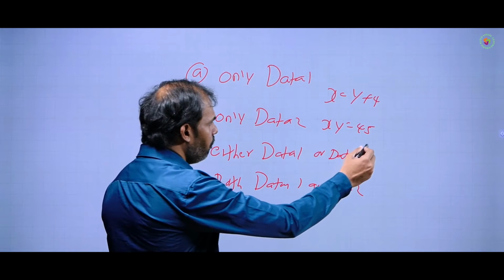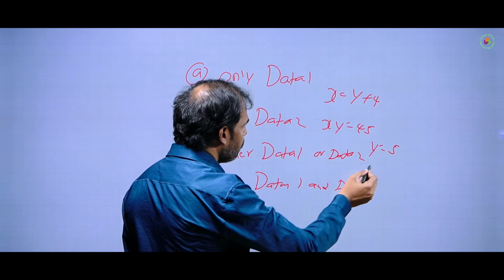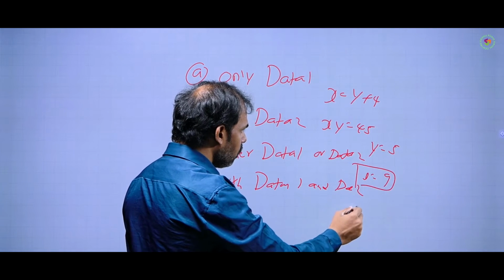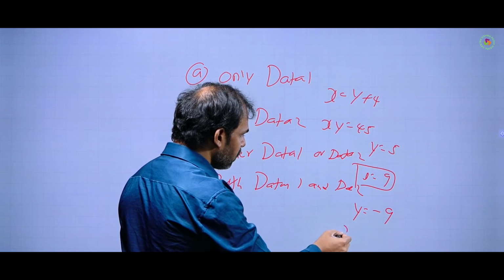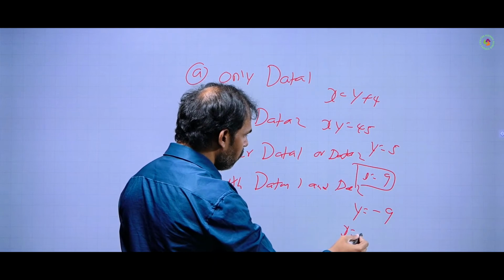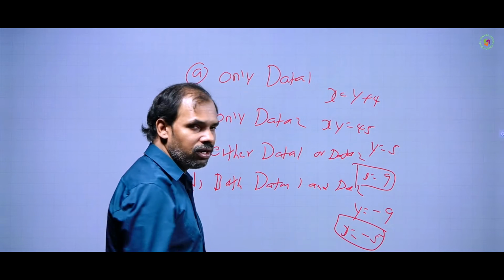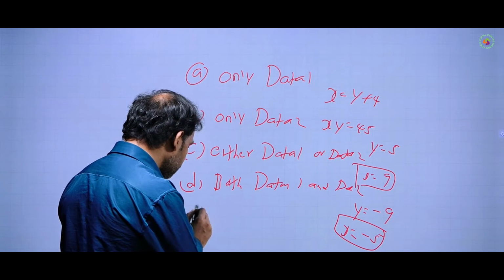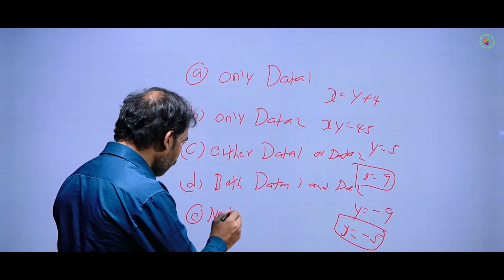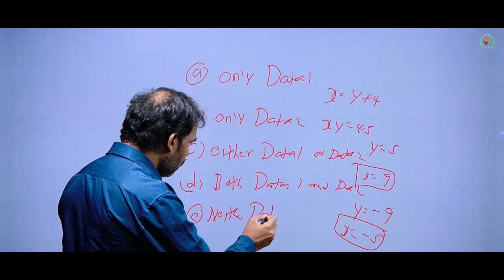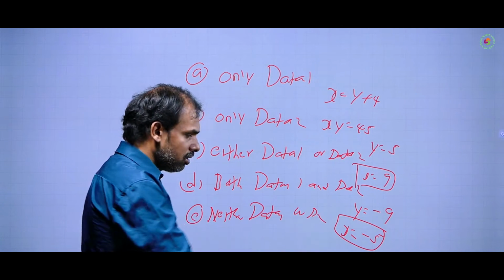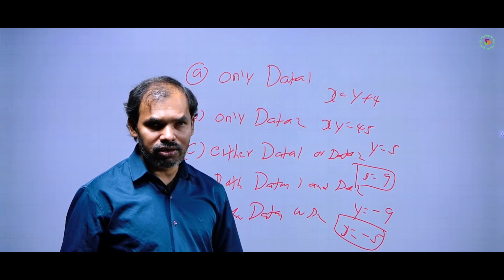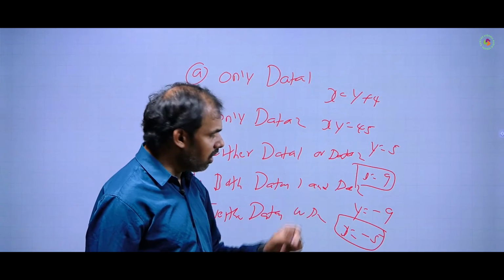We'll see. For example, y value 5, x value 9: 9 into 5 is 45, so x value is 9. Or y equal to minus 9, then x equal to minus 9 plus 4, which is minus 5, and minus 9 into minus 5 is 45, so x value is minus 5. So for this question, option E, neither data 1 nor data 2 is required to answer the question, is correct. You may ask, sir, you are getting x values, why do you say it is not possible? You are getting x values, but how many?